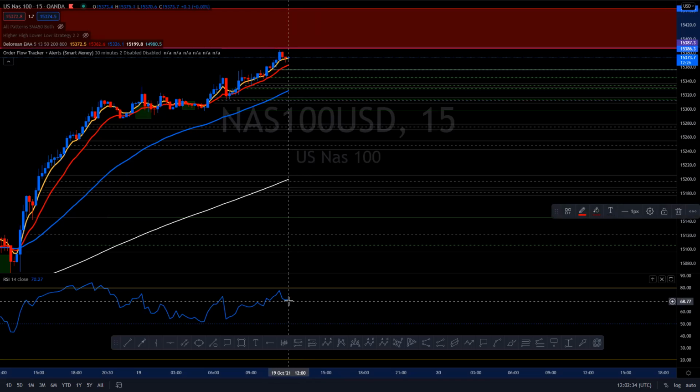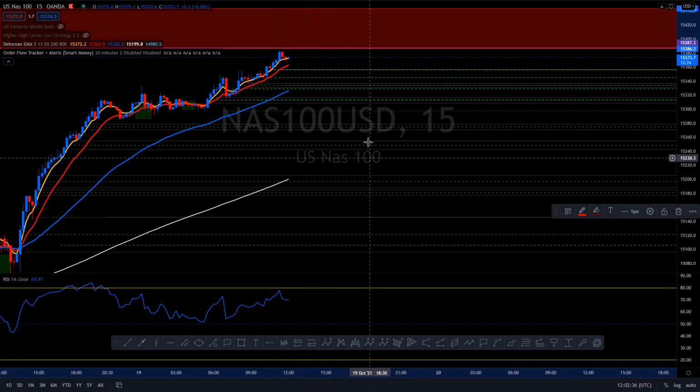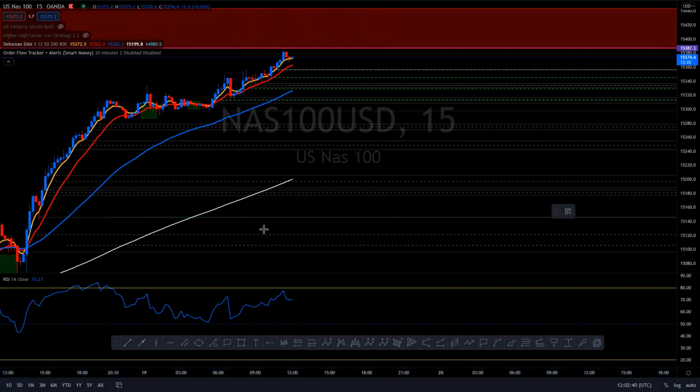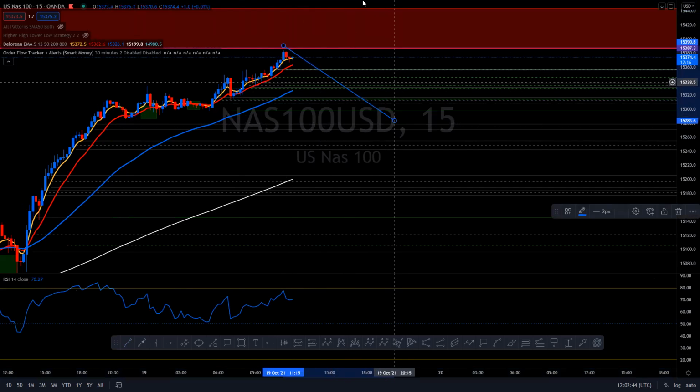I see on the RSI that it might just push through, or it might just come straight down. So now that I feel like price is trending downward as well, this is where I'm going to draw my trend line. All right.